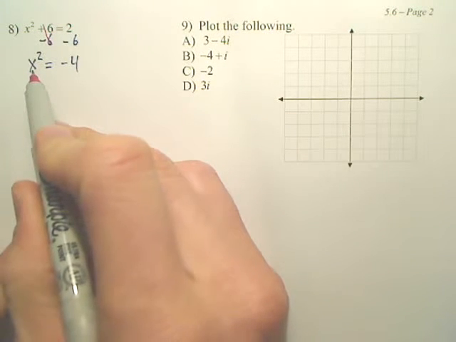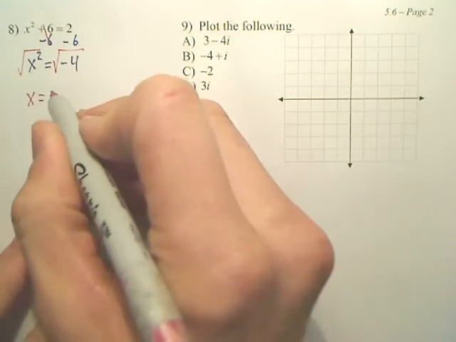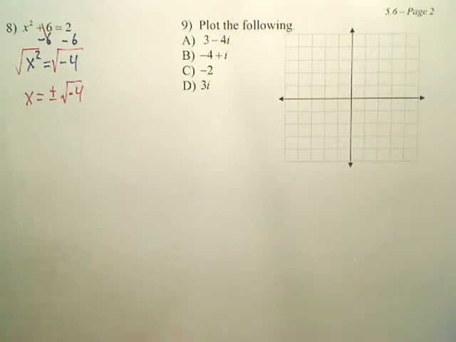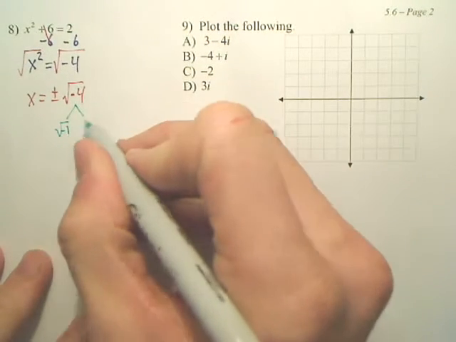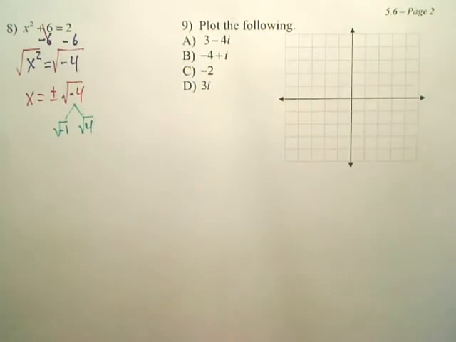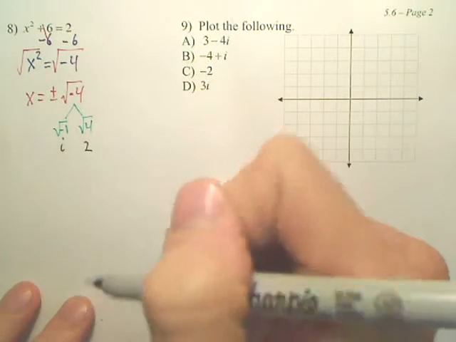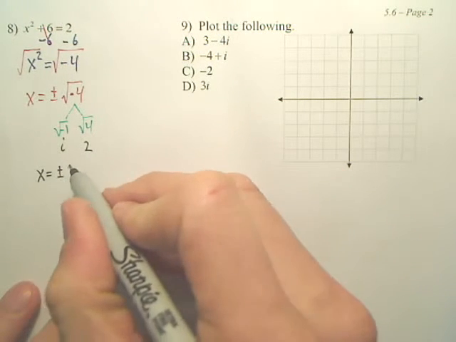How do we get rid of the x squared? We square root, and you get x equals plus or minus the square root of -4. Don't forget the plus or minus. Then the square root of -4 is technically not a real number. You can't do it, but with imaginaries you can, because you break it down to the square root of -1 and the square root of 4. When you do that, the square root of -1 is i, the square root of 4 is 2. So x is equal to positive or negative 2i.